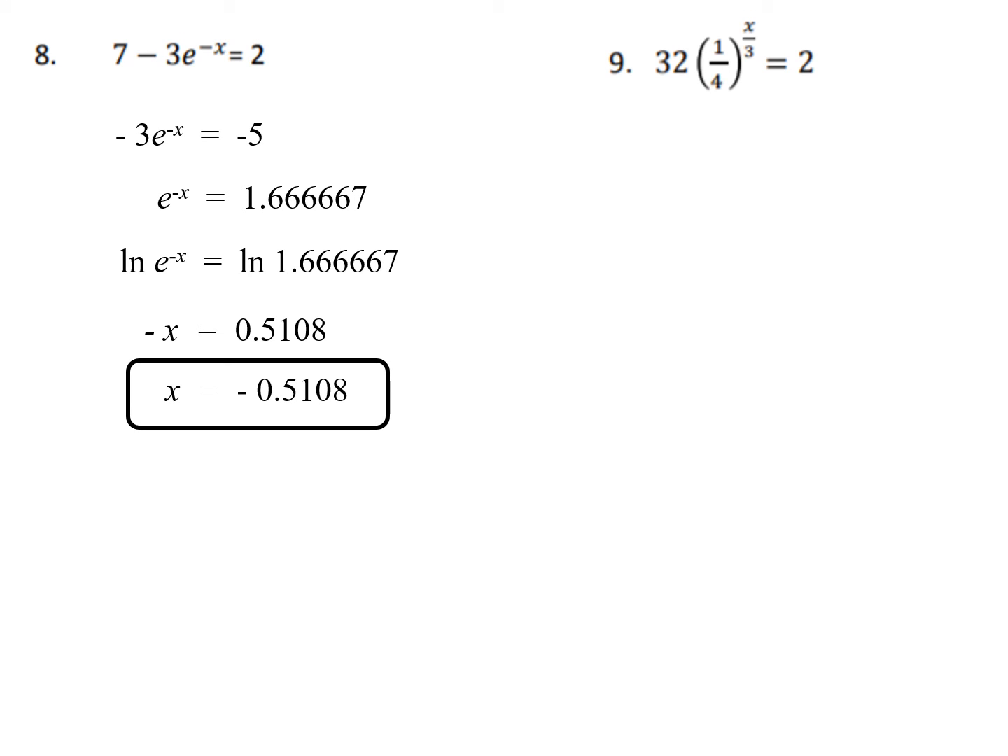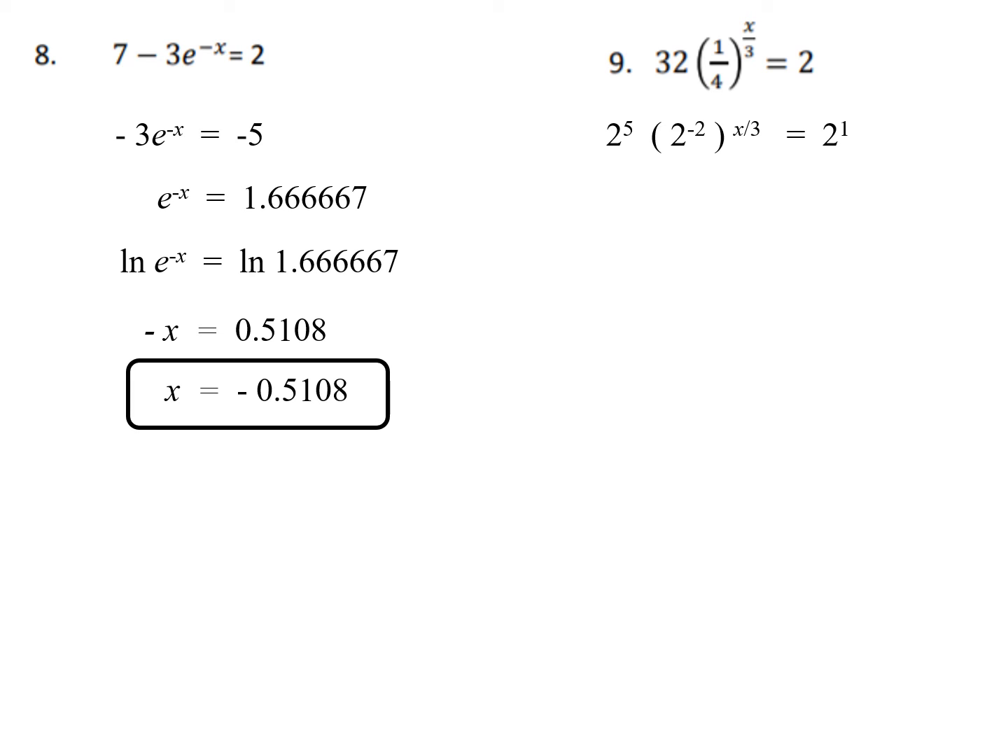All right. Okay, what about this one here? Gee, I know that 32 is a power of 2, 2 to the 5th, and 4 is 2 to the 2nd. So I'm going to write it like this. 32 is 2 to the 5th. 1/4 is 2 to the -2, all to the x minus 3, and 2 is 2 to the 1st. So I'm going to write everything with the same base. I want to combine these all.